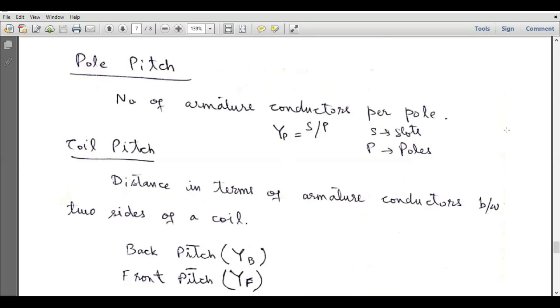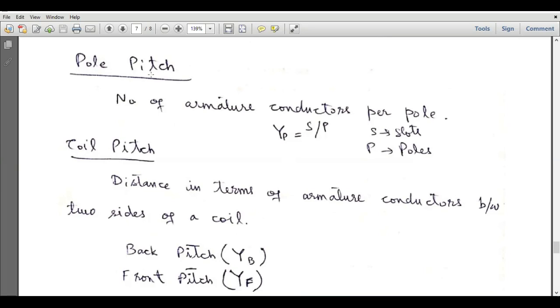In this lecture, I will discuss in detail the way how to perform armature winding in a DC generator. So, before starting the actual armature winding process, I will discuss some very important terminologies, and these terms will be used in the armature winding process.